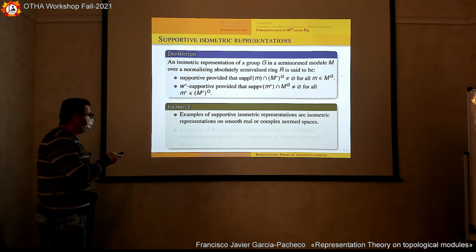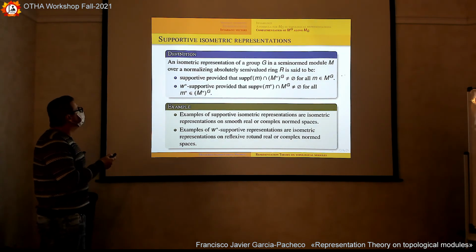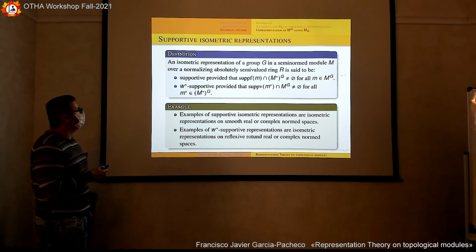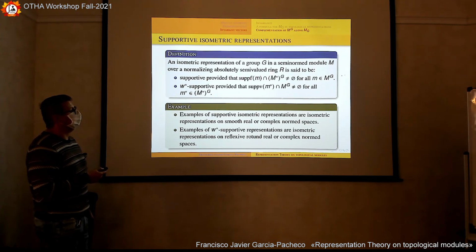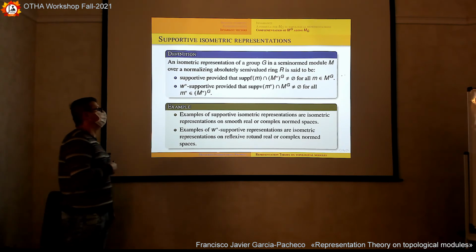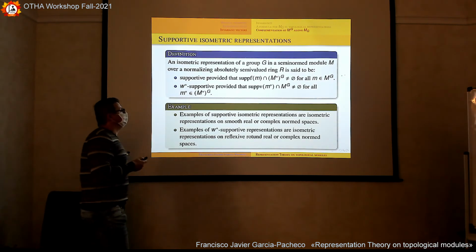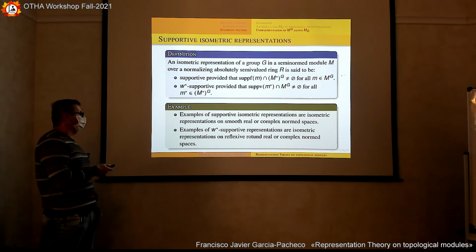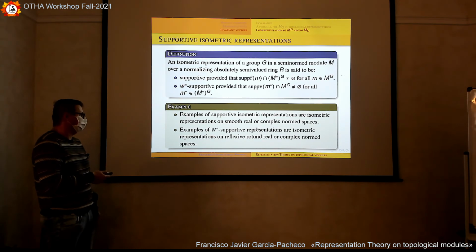We can consider supportive representations, which verify the following: that the supporting functionals of elements always intersect the invariant vectors of the dual representation, and the same in the predual. And there are plenty of examples of supportive isometric representations in the real and complex case.